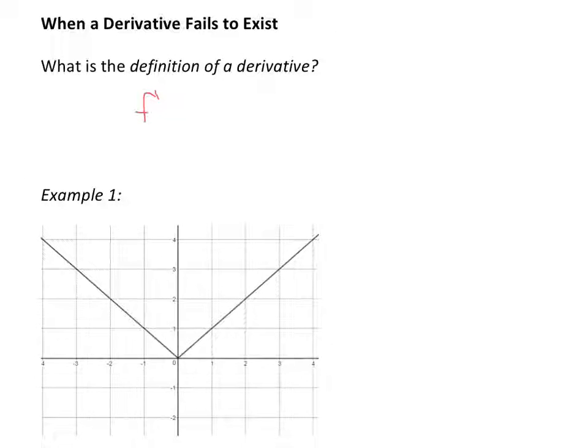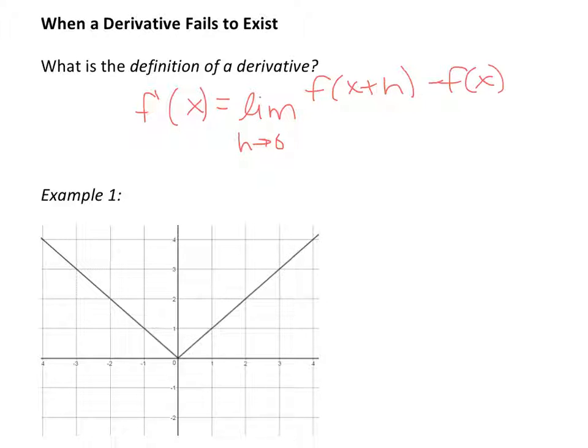So f prime of x is equal to the limit as h approaches 0 of f of x plus h minus f of x all over h. So that's actually how it's defined. So in order for a derivative to exist, the limit must exist, right? If you don't have a limit, then you can't have a derivative.